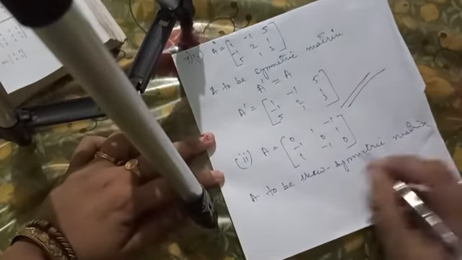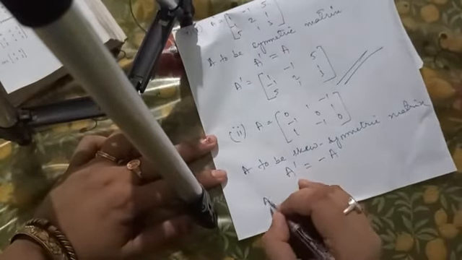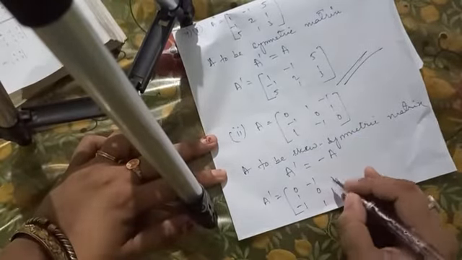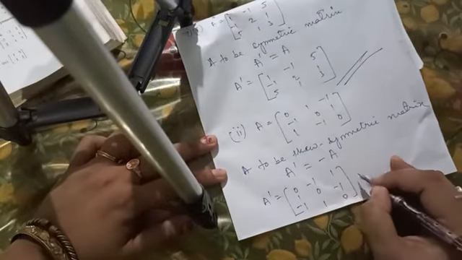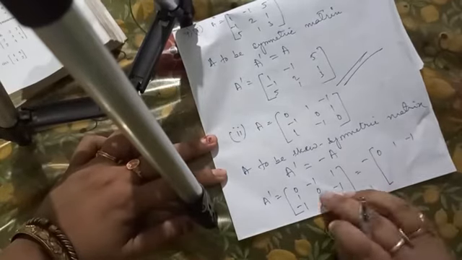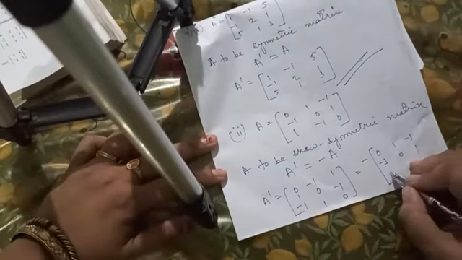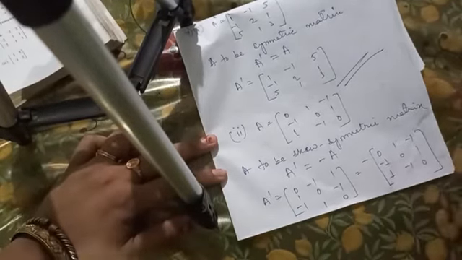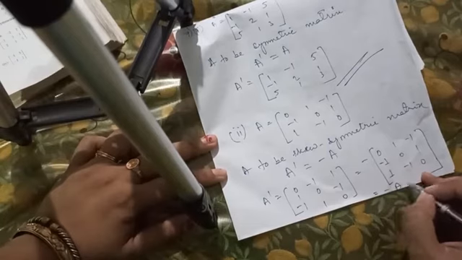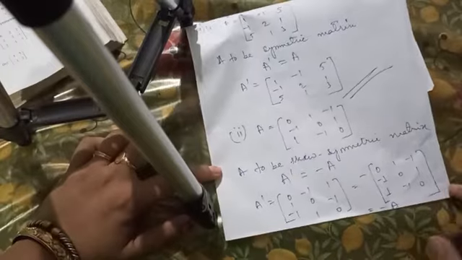So what was the definition? That is, A transpose must be equal to minus of A, is not it? So A transpose, let us see: 0, 1, minus 1, second row will be minus 1, 0, 1, third row will be 1, minus 1, 0. If I take out minus from the first row, what will come? 0, 1, minus 1. If I take minus from the second, it will be minus 1, 0, 1. If I take minus from the third row, we'll have 1, minus 1, 0. Now is this matrix equal to the original matrix A? Yes, it is equal. Therefore we can comment that A is also a skew symmetric matrix. Okay.